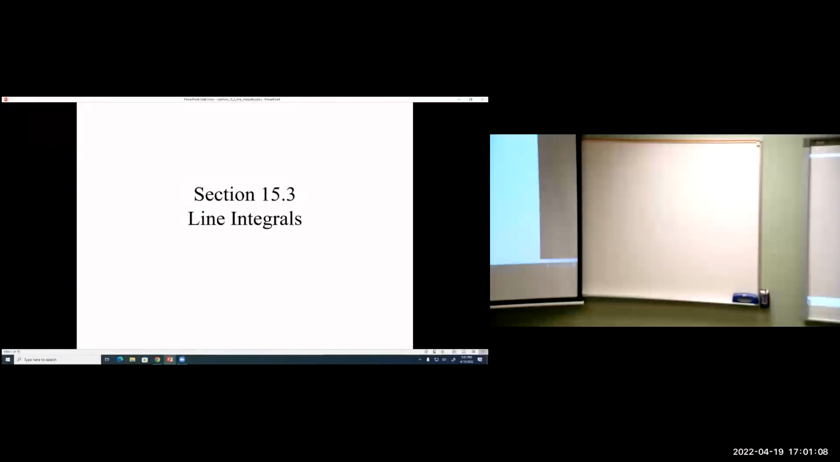Let's talk about line integrals. We'll talk a little bit about the notation, what they're doing with the calculating, and then we'll look at an example of a line integral over a vector field.